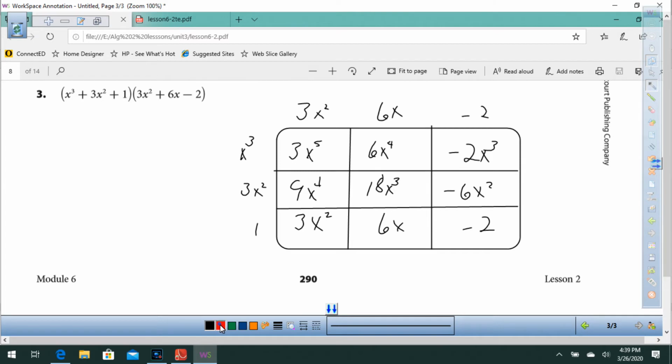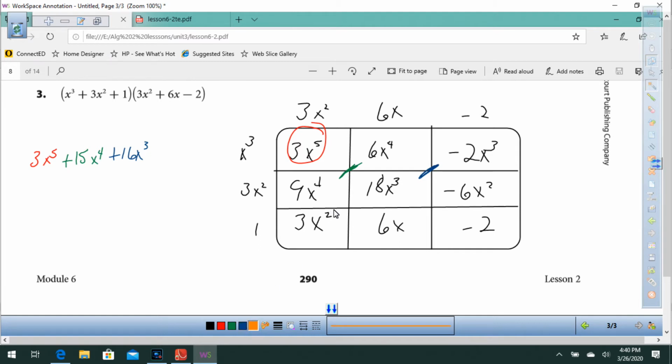Now let's take a look. We've got 3x to the 5th. No other like those. And then we've got these two here. They go together. X to the 4th and x to the 4th. So we're going to have plus 15x to the 4th. And then we've got x to the 3rd. And these two here are x to the 3rd, and that's the only ones. So 18 minus 2 would be plus 16x cubed.